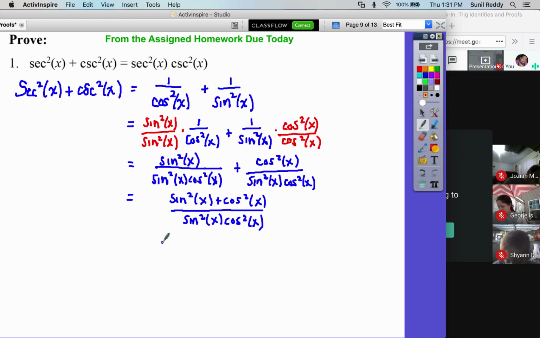At this point here, notice that numerator is my Pythagorean identity. Sine squared plus cosine squared is just equal to 1. So I'm going to change the numerator using the Pythagorean identity. My denominator is staying the same.